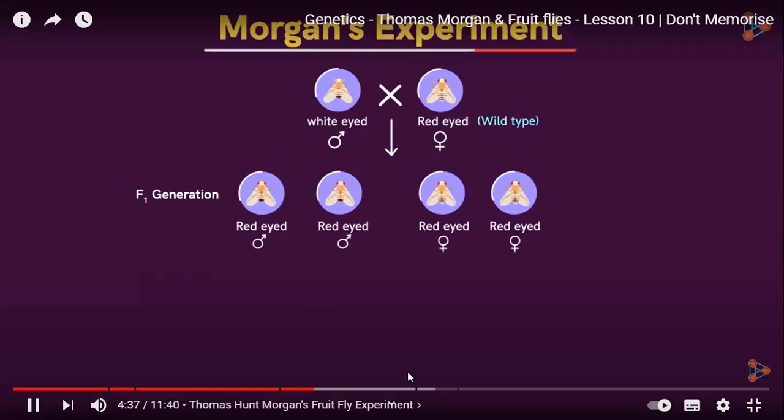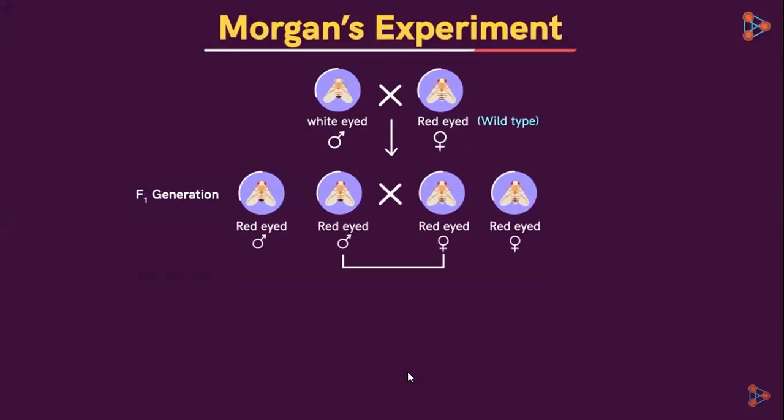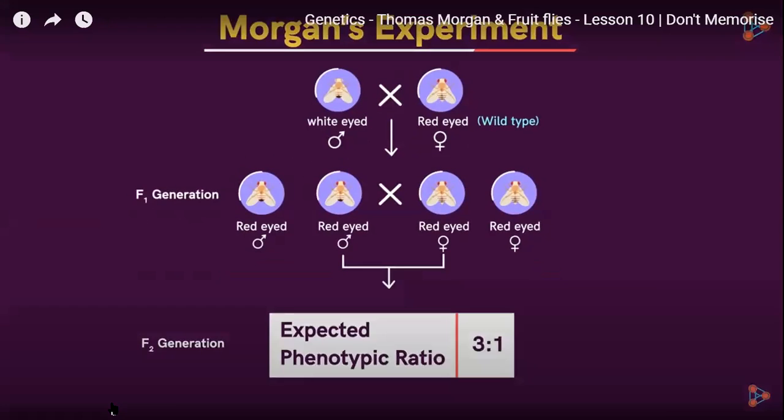Morgan stepped ahead to cross the F1 hybrids. It was a 3-to-1 ratio.